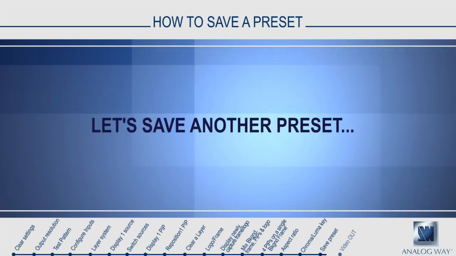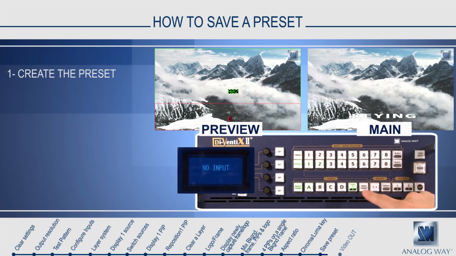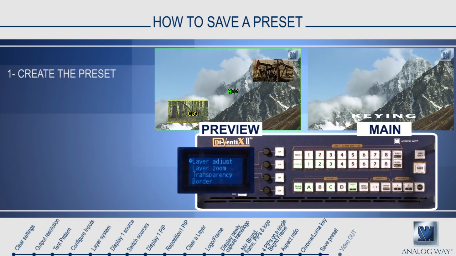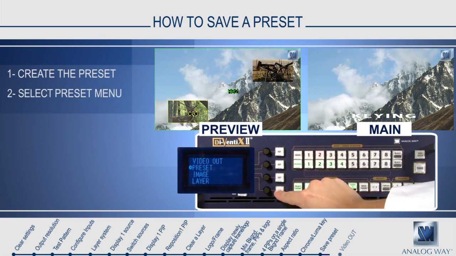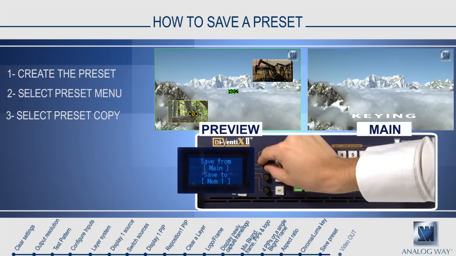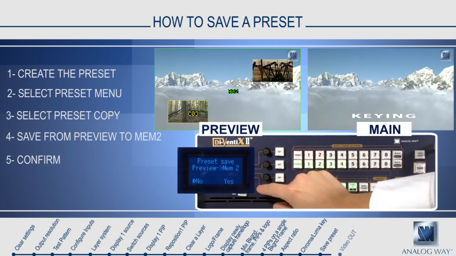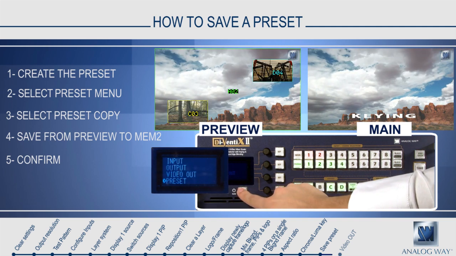Let's save a second preset. First, make a change to your program screen or preview screen. Then use the preset menu and select a new source and destination for the preset save. Press Yes to confirm your selection to save preset number 2.